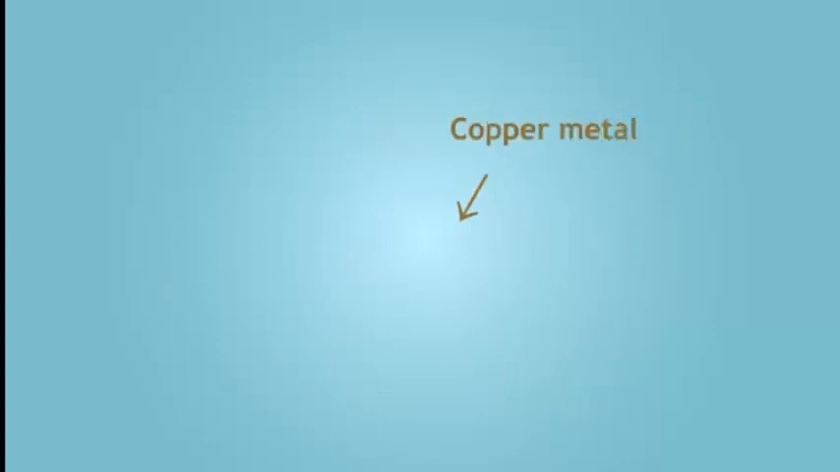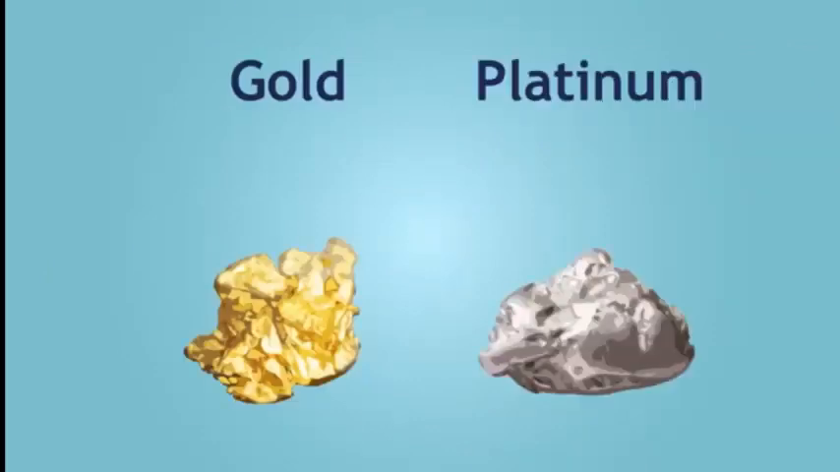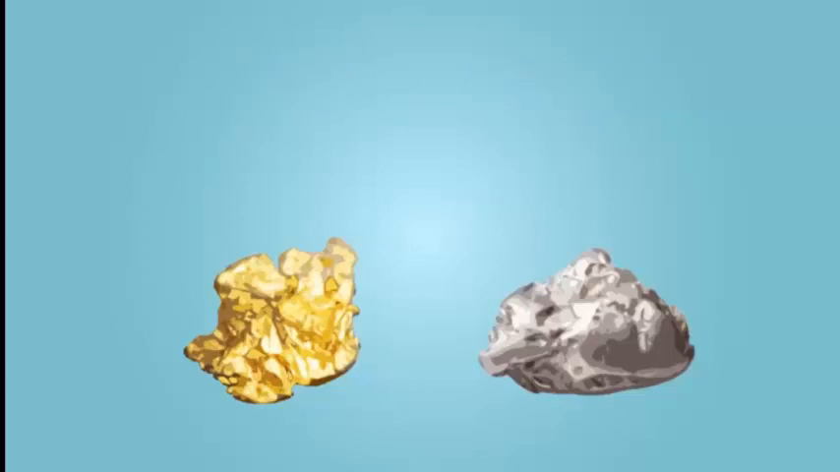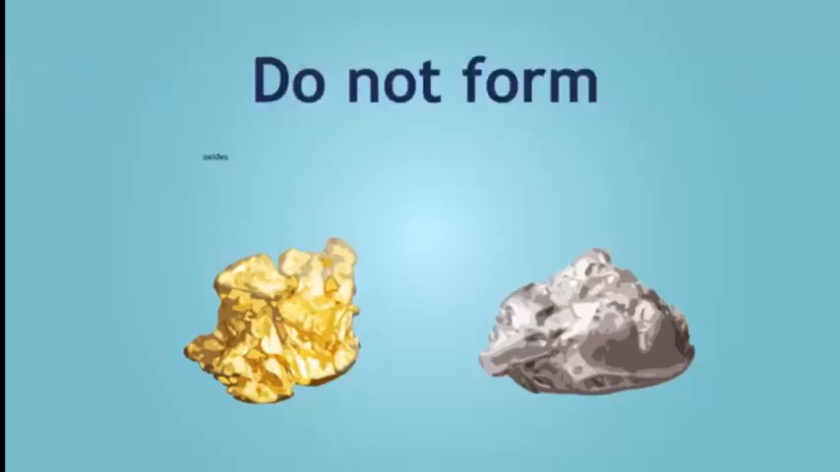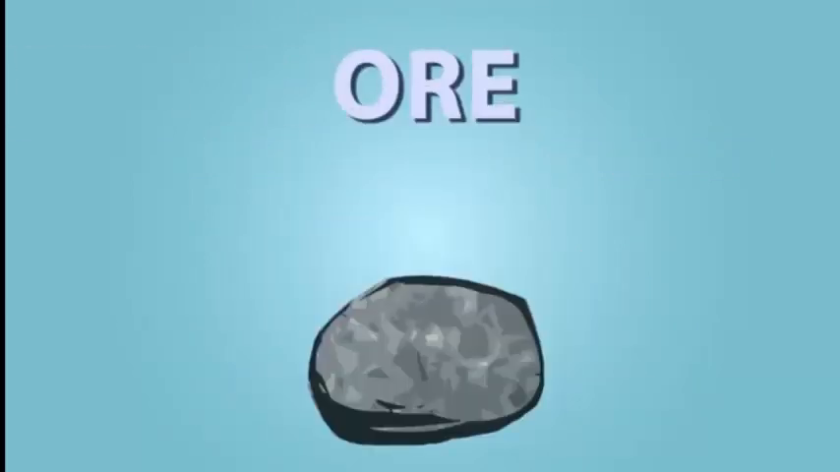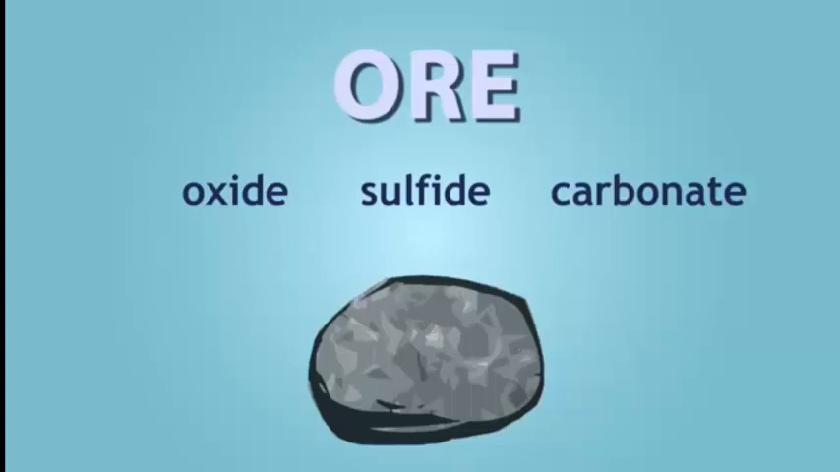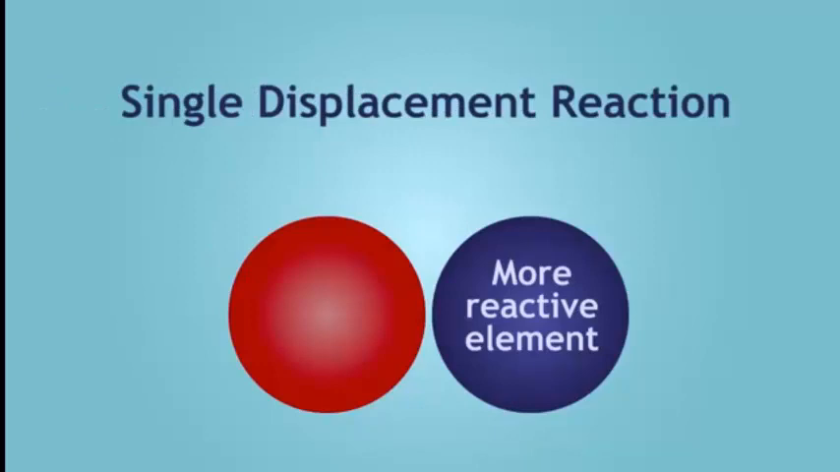In another lesson, you will learn how to extract iron using a form of carbon known as coke. Some metals, such as gold and platinum, are not found in ores, but rather exist naturally as native metal. Note that these are less reactive metals and therefore do not form oxide, sulfide, or carbonate compounds. In summary, an ore is a rock that contains a high percentage of a certain type of mineral, which can exist as an oxide, sulfide, or carbonate compound. The mineral can be extracted by a single displacement reaction using a more reactive element.